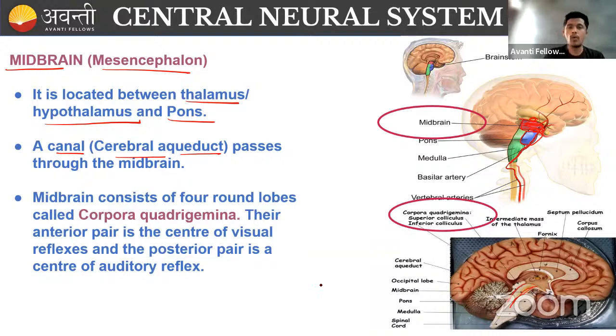Now what happens? Usually these centers of your midbrain are responsible for control of visual reflexes, that means your optic lobes, right? Your visual reflexes, as well as the posterior pair of your midbrain, are responsible for auditory reflexes. That is your hearing ability, and the visual capabilities are coming from your midbrain.